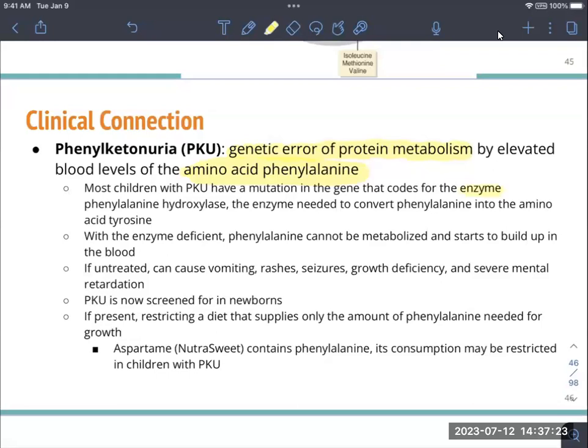If it does not get treated, this is what causes people to vomit, get rashes, seizures, growth deficiencies, and mental retardation. PKU, phenylketonuria, is now screened for in every newborn. If they have this specific genetic error, they need to restrict their diet so they only get the amount of phenylalanine that is needed for growth. Aspartame, which is found in NutraSweet and in most diet sodas, contains that phenylalanine, and consumption can be completely restricted because of this specific disorder.